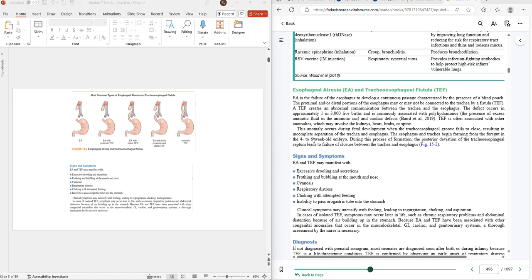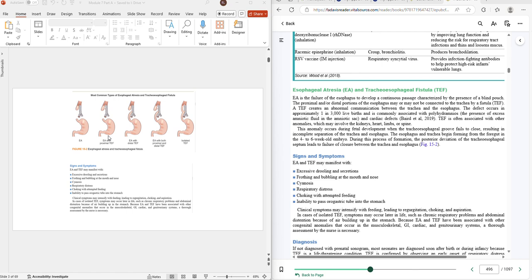And then we're going to talk about atresias and fistulas. Okay, this is on page 498. Esophageal atresia is characterized by a blind pouch. So esophageal atresia is when you have this outer pouch outside of the trachea. It's like a fistula.